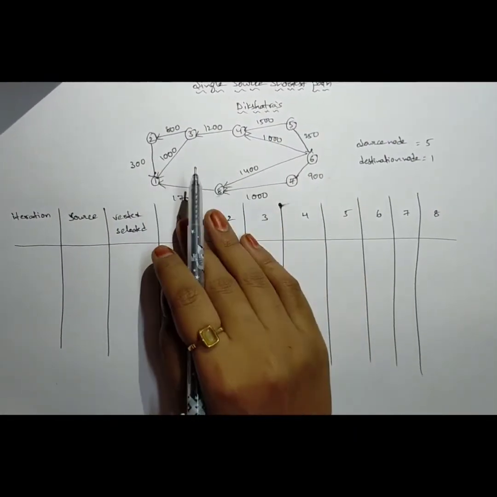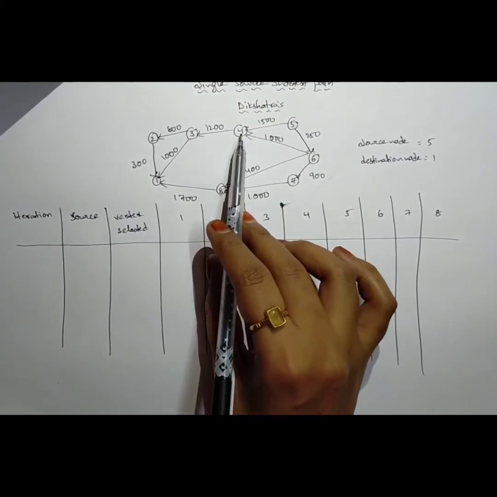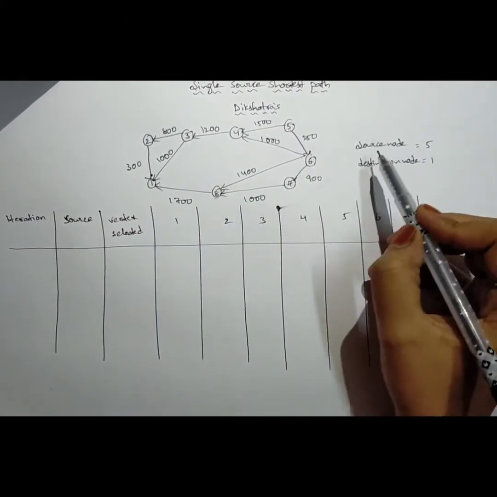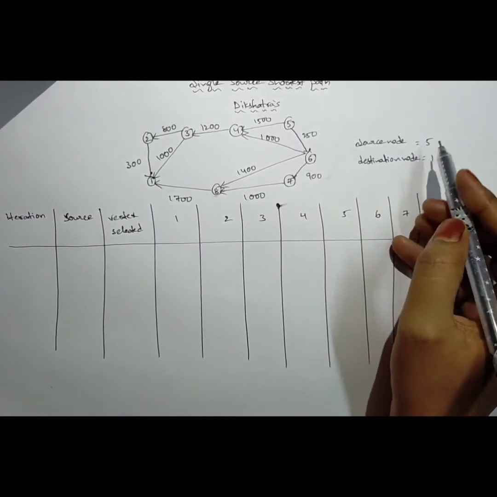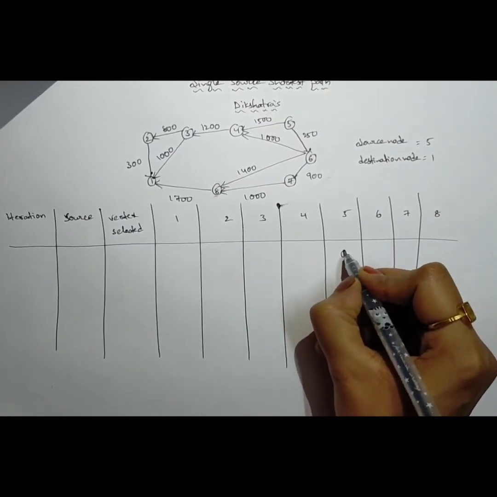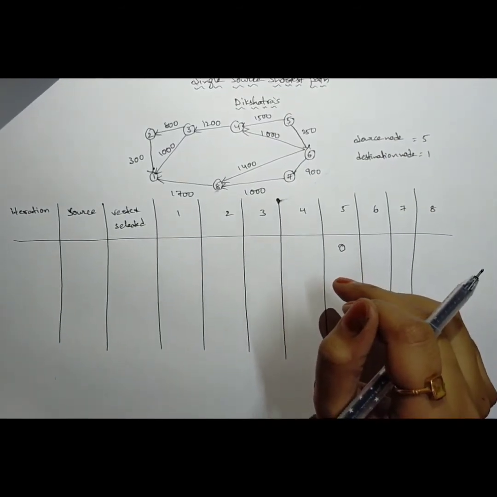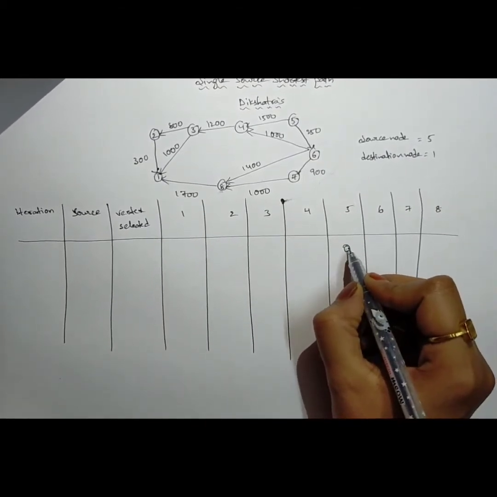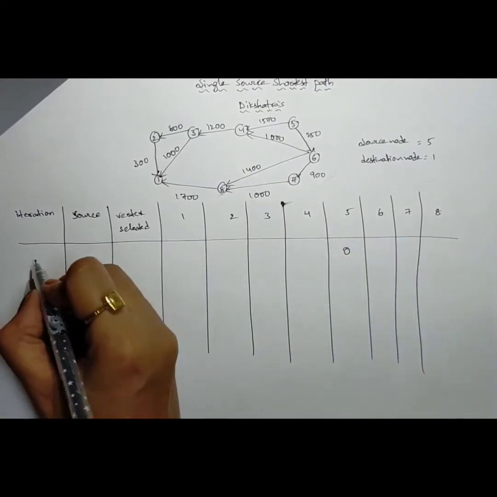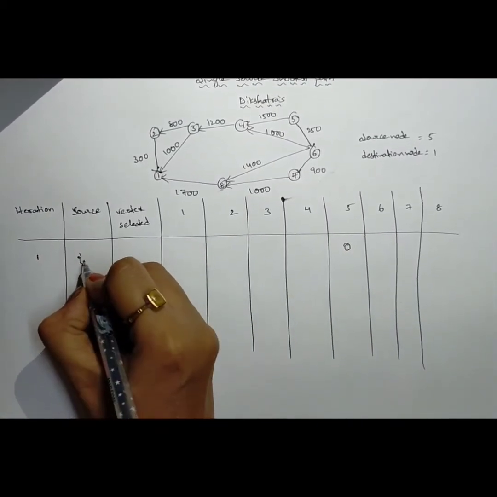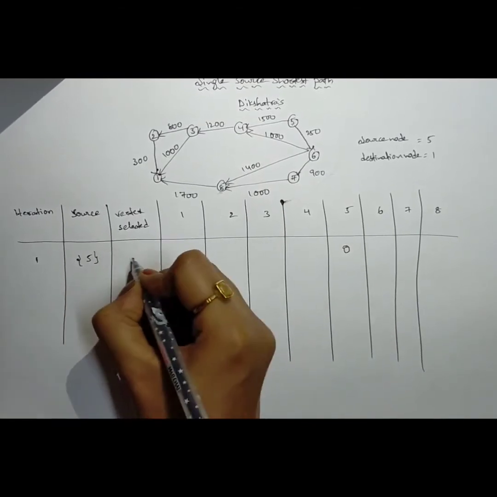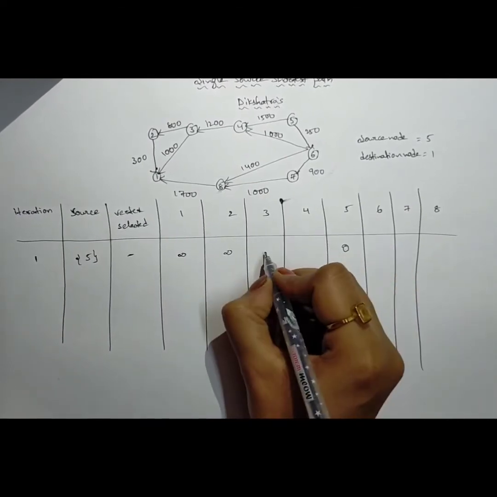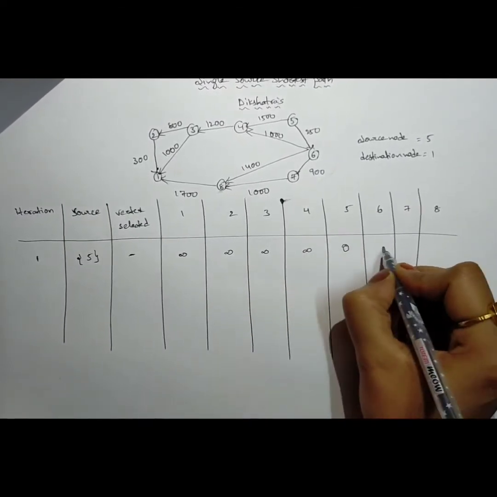This is a directed graph, and by using this direction we need to travel from the source node to the destination node. As we have given the source node as 5, I am considering the 5 value as 0. Why? Because at the starting position we are not considering any distance, so 5 is represented as 0, and this is the first iteration. The source which we have taken is 5. Here we haven't selected any vertex, and the remaining values will be represented as infinity.